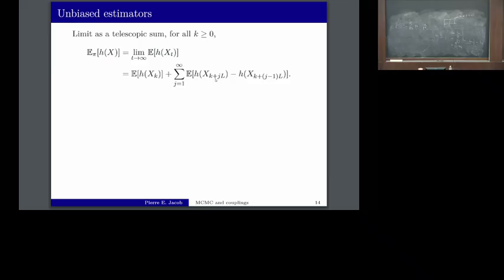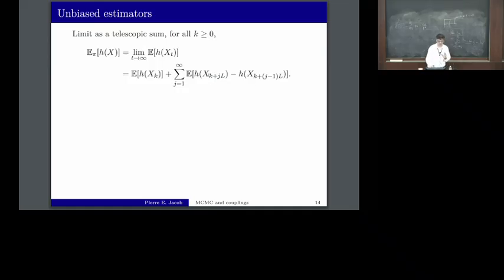Okay? A limit you can always write as a telescopic sum. A bit complicated here because I don't start at time 0, I start at time k, arbitrarily. And my lag is of size L instead of 1. Otherwise, it's exactly the same trick as on the board. So now I introduce steps of size L. I'm going to infinity by steps of size L.